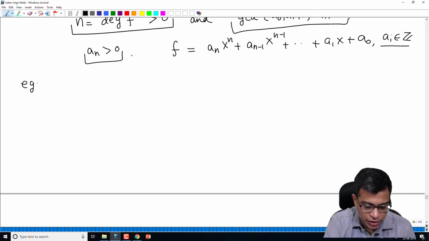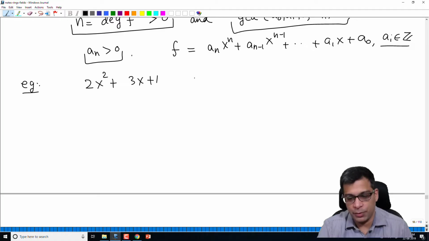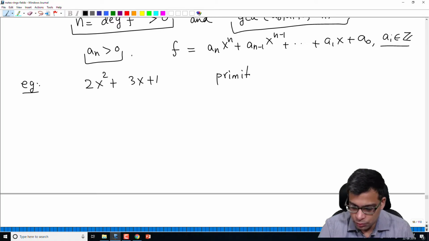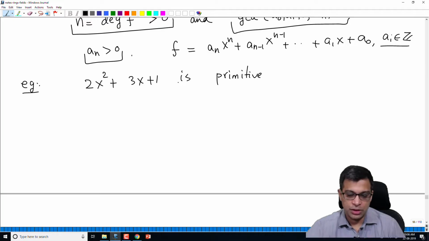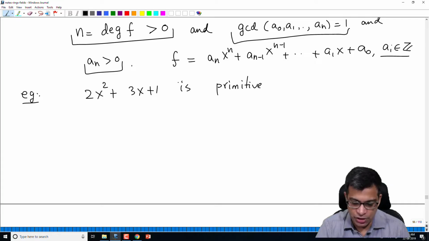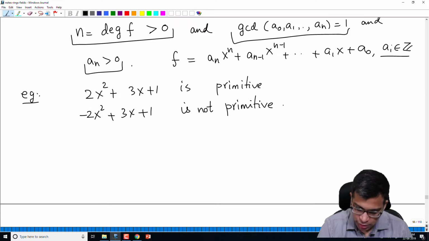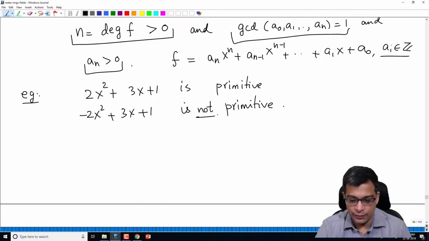So what are the examples of this? For example, if you take 2x^2 + 3x + 1, is it primitive or not? It is primitive because the degree is 2, positive, the leading coefficient 2 is positive, and the GCD of the coefficients, which are 2, 3 and 1, is 1. Whereas -2x^2 + 3x + 1 is not primitive because it has two of the three properties but not the third. The leading coefficient is negative, so that violates this condition. So a_n has to be positive. The GCD is 1, the degree is positive, but the leading coefficient is negative, so this is not primitive.